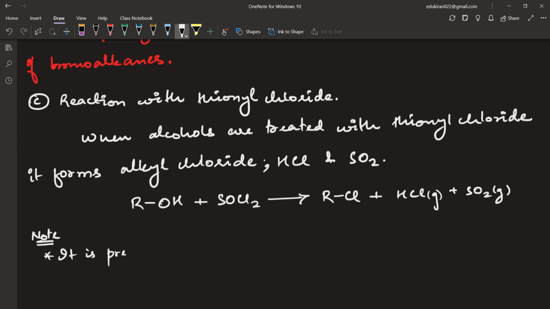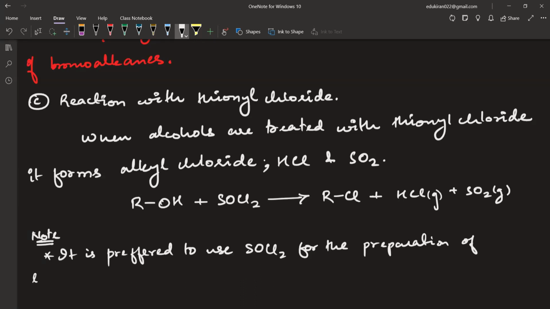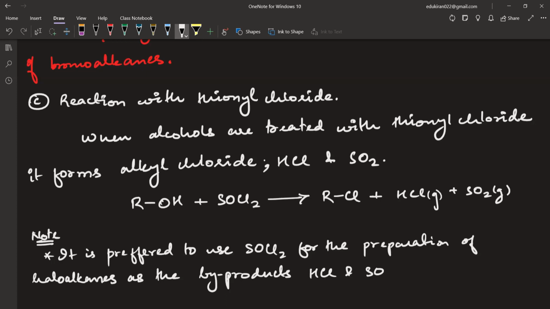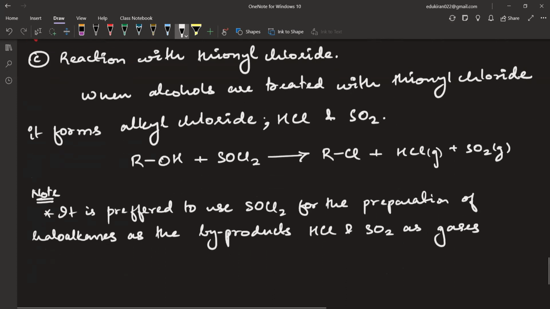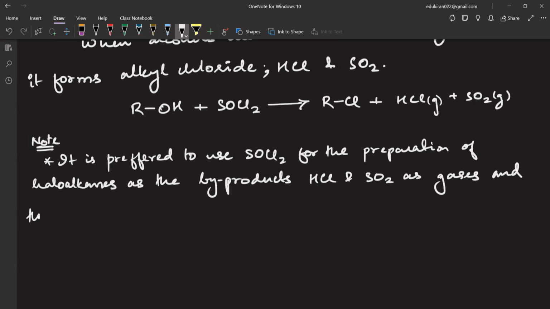It is preferred to use thionyl chloride, SOCl2, for the preparation of haloalkanes, as the byproducts HCl and SO2 are gases. And they escape, due to which no separation is needed.